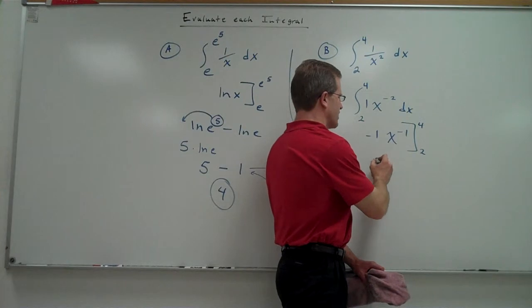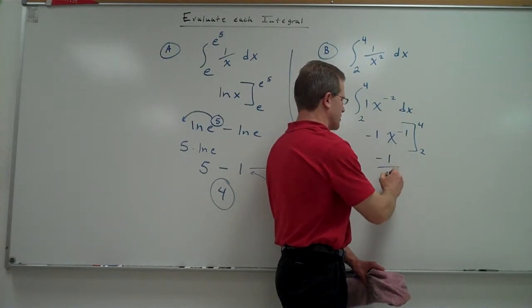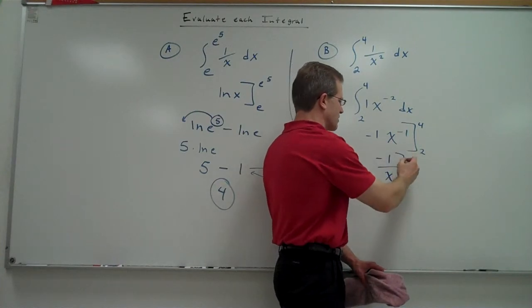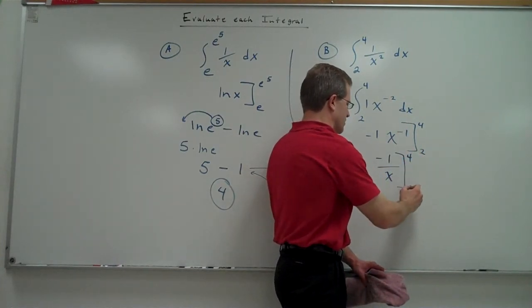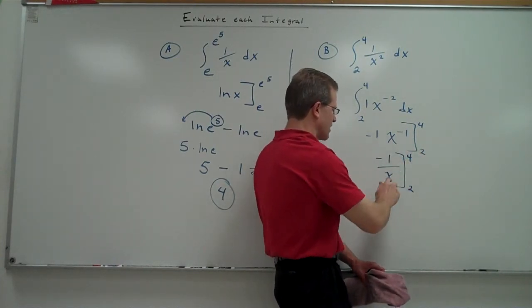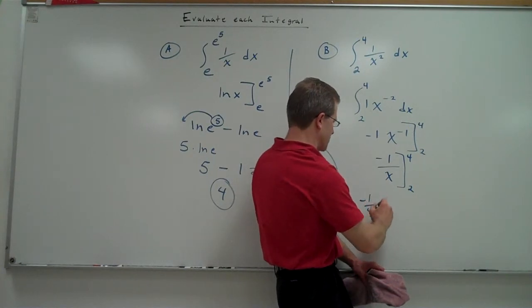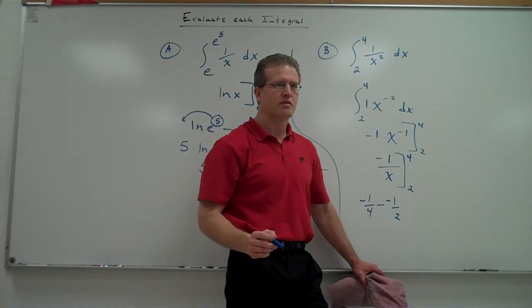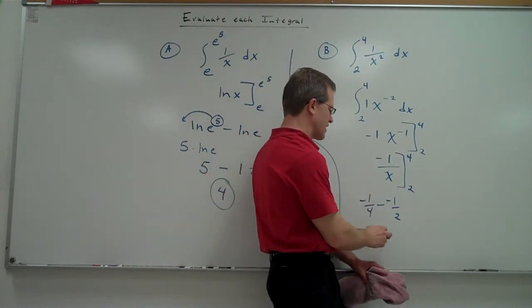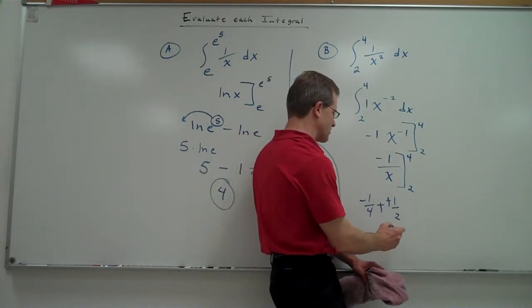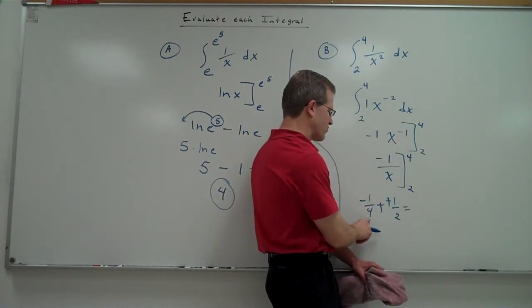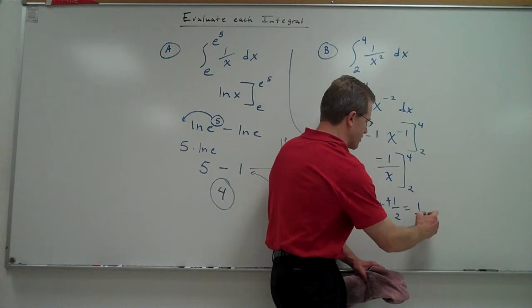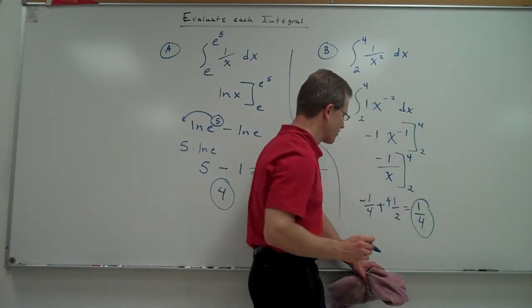Now let's rewrite that as negative 1 over x to the positive 1. Just using our algebra rule that if we move it to the bottom, it'll become a positive exponent. Plug in 4, so you get negative 1/4. Minus, plug in 2, you get negative 1/2. And if you're minusing a negative, that'd be the same as plus a positive. So it's negative 1/4 plus 2/4. Yeah. Negative 1/4 plus a half is 1/4.